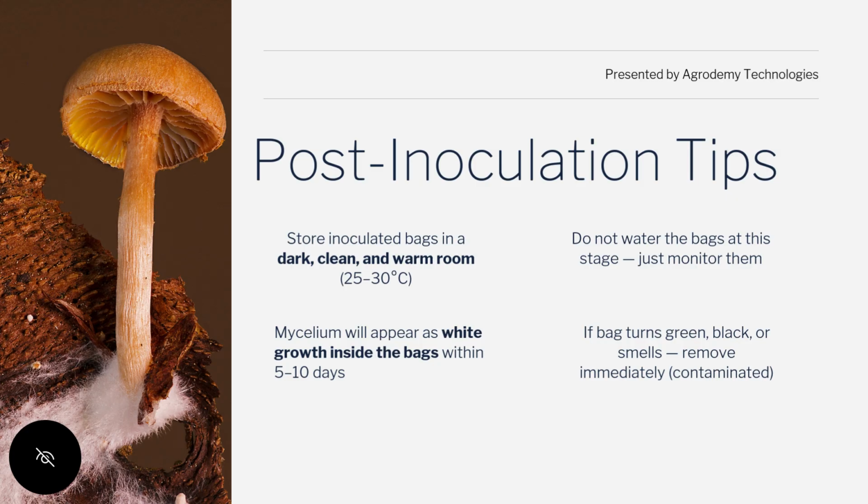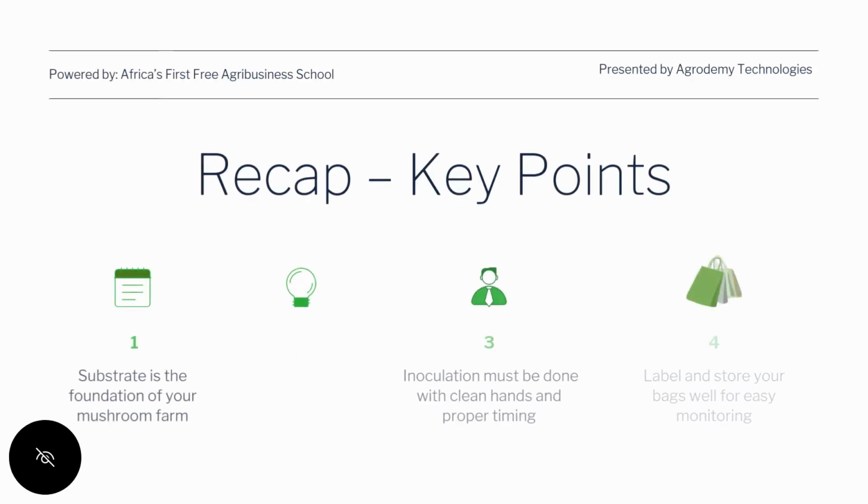So once it turns black, green, or smells, remove it. It's contaminated. But ideally, in 10 days, you should begin to see the mycelium, and then you know that it is growing. That is the end.